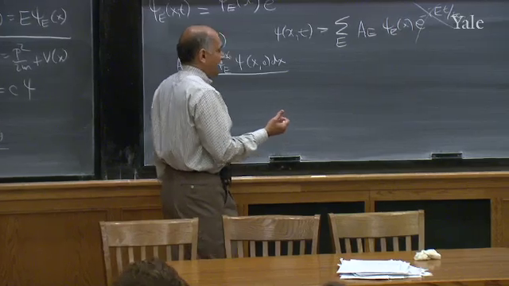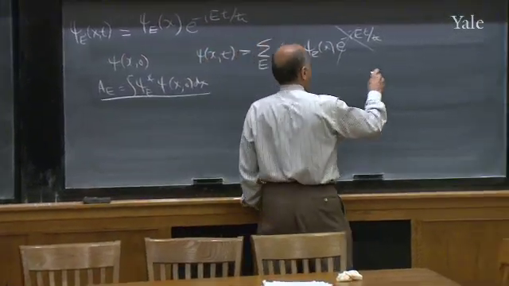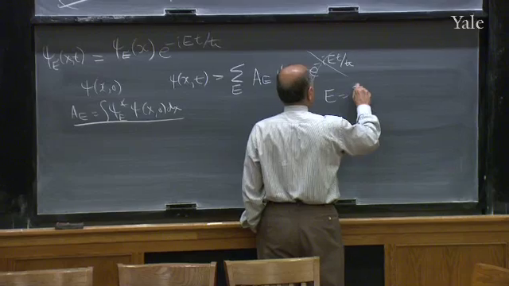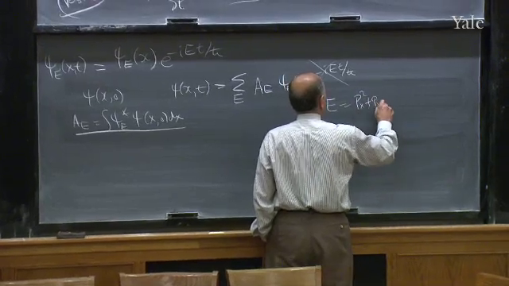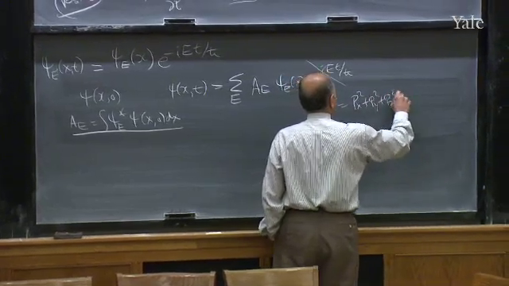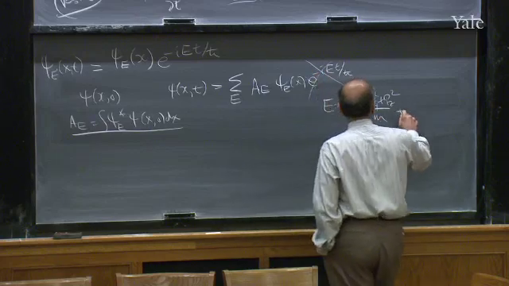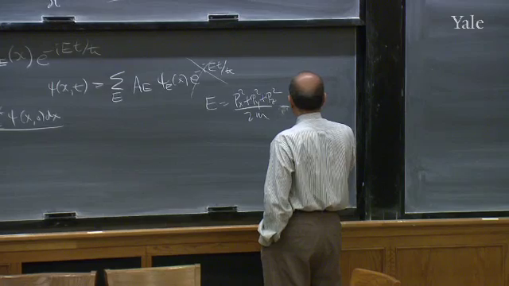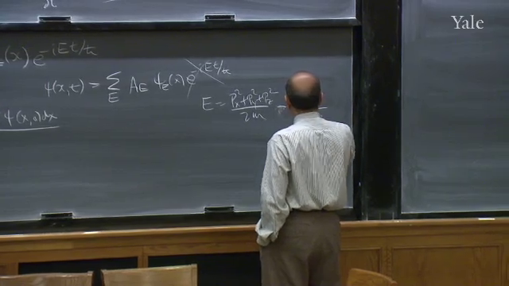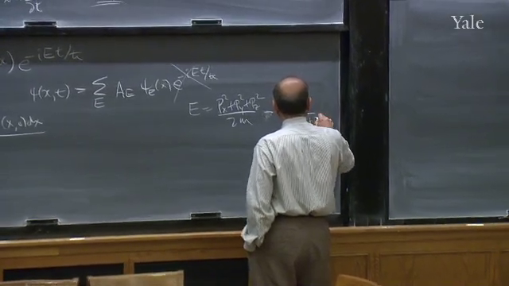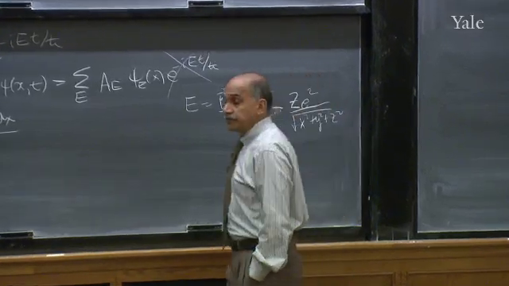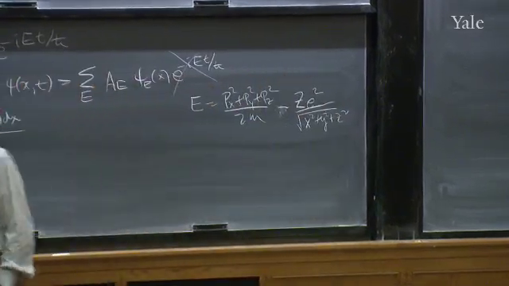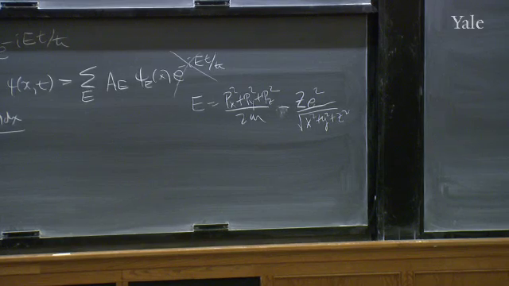Then the electron in classical mechanics has an energy which is px squared plus py squared plus pz squared over 2m. That's the kinetic energy. And the potential energy is minus ze squared over r, and r is the square root of x squared plus y squared plus z squared. You understand that? That's the classical formula for energy.